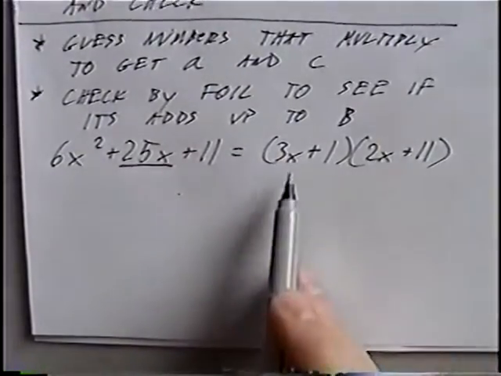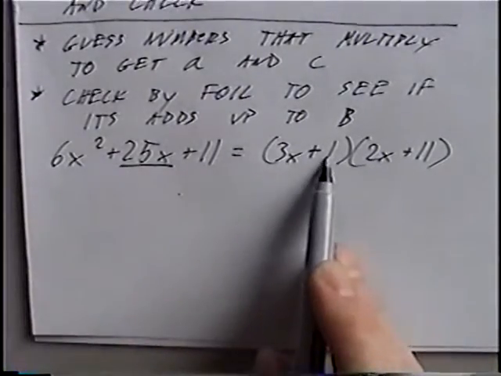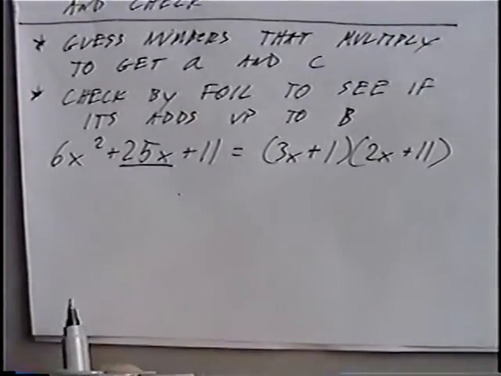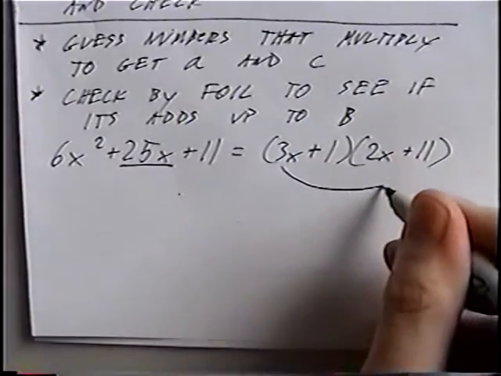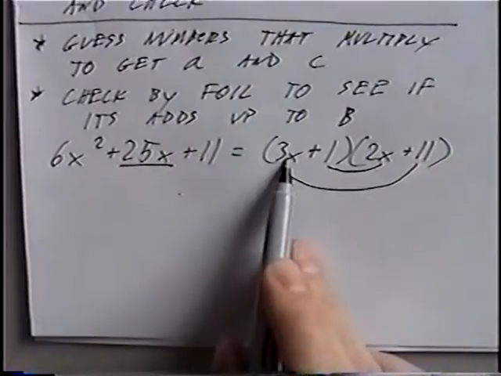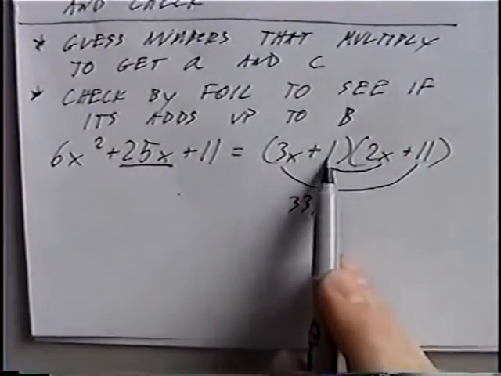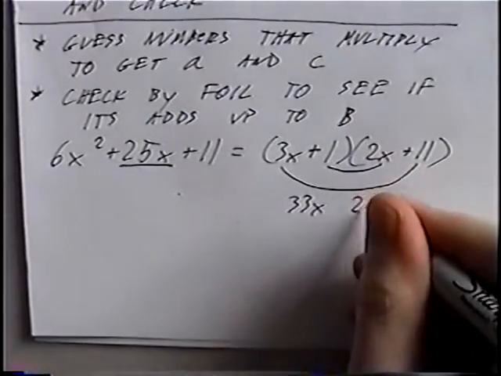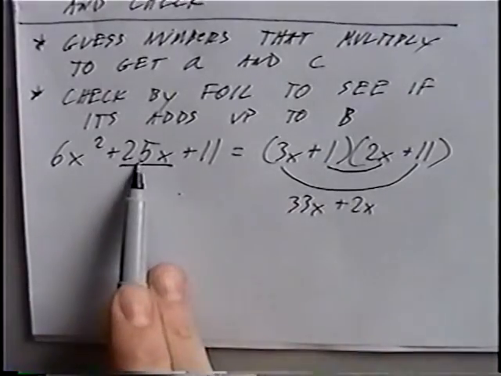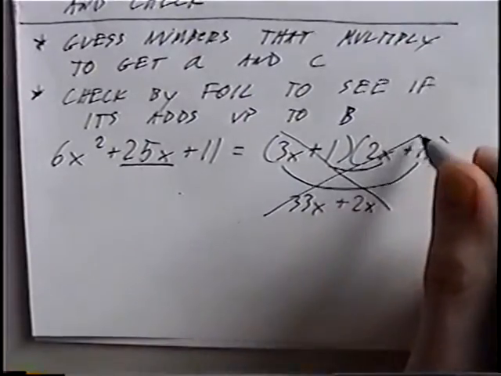So if we did do foiling on this, 3x times 2x would be 6x squared. The last number, 1 times 11, would be 11. And we have to see if it matches up with the 25x by doing the outside terms and the inside terms. In this case, 3x times 11 would be 33x, and 1 times 2x would be 2x. If you add these up, this is 35x, but we want 25x, which means this answer would be incorrect for the guess and check.